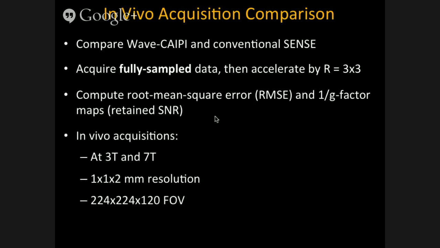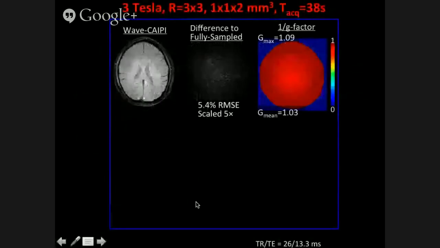We collected data at 3T and 7T with 1 by 1 by 2 resolution, and we covered the whole brain. So at 3 Tesla, at 9-fold acceleration, this corresponds to just 38 seconds of imaging time. And wave gave us a reasonably clean image, and the root mean square error was about 5%. And our G max was 1.09. If you recall that perfect reconstruction has a G factor of 1, this means that we essentially have close to perfect SNR retention and no noise amplification.